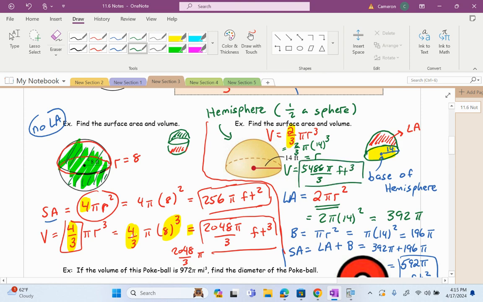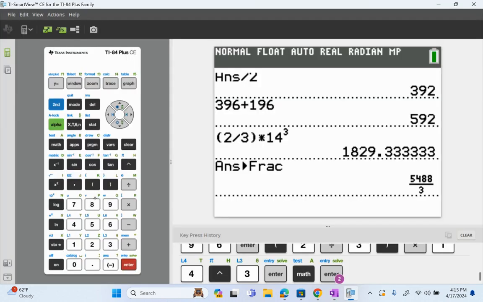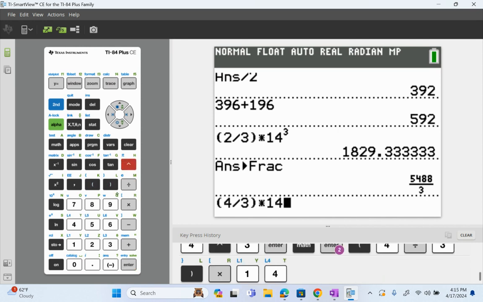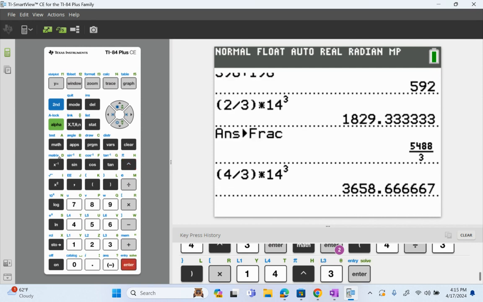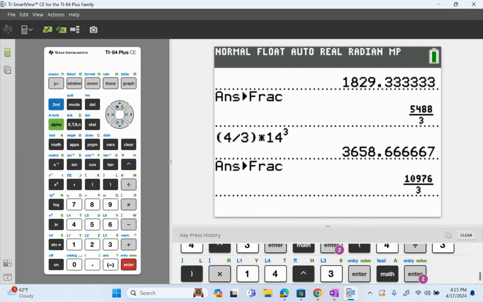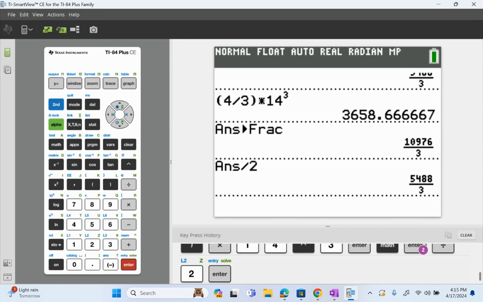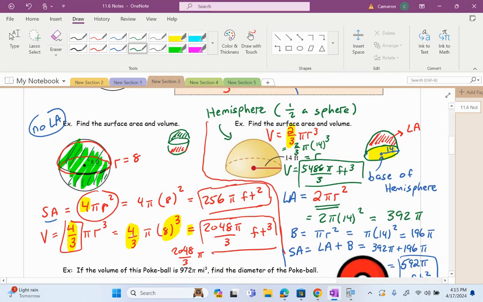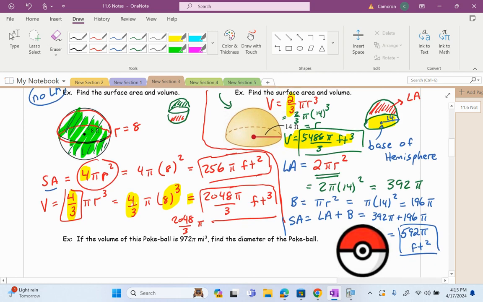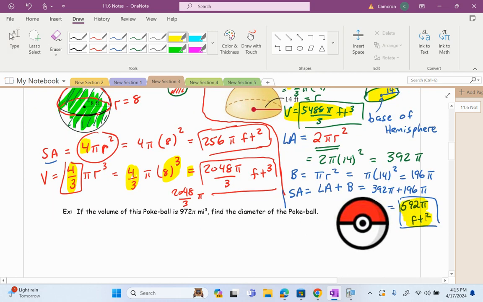If you were to do the entire sphere first and do 4/3, I'll show you that. You do 4/3 and then times 14 cubed, math frac. Okay, there's your fraction times pi, but then divide it by 2 since we're only doing a hemisphere. There you go. There's your 5,488 thirds that we put in front of the pi. Okay, so there's our volume, how much space or maybe how much snow you could fit inside of the snow globe. And there's our surface area, maybe how much glass and felt is needed to construct the outside of it.